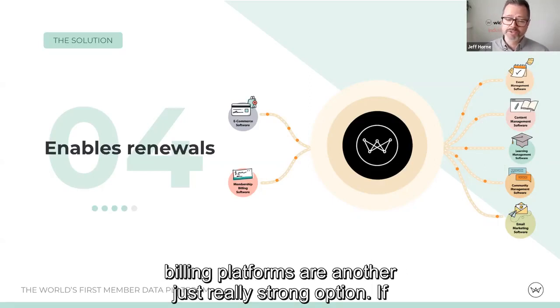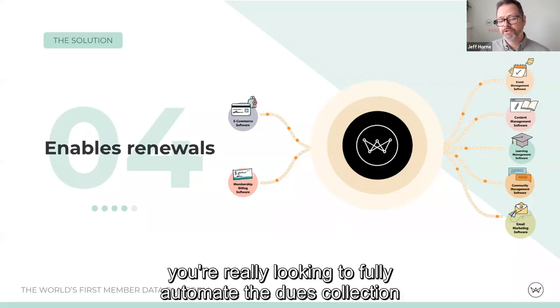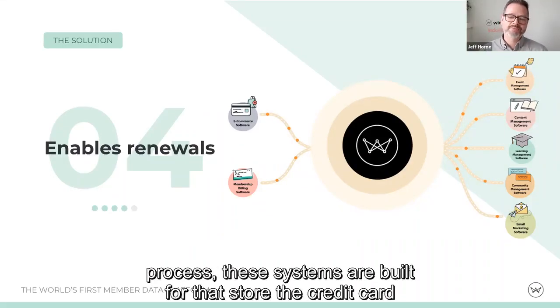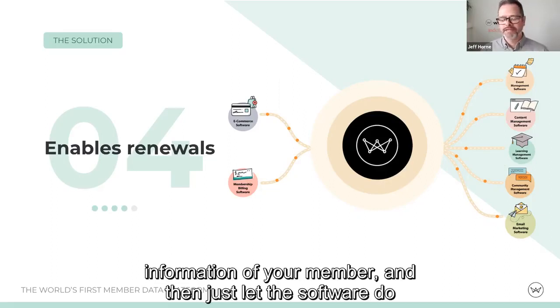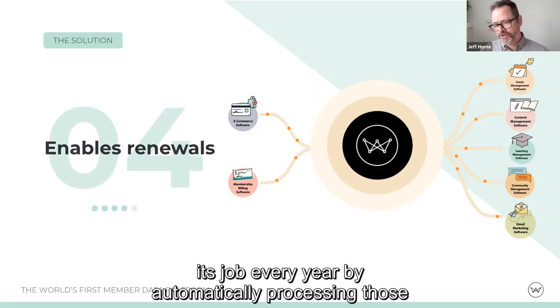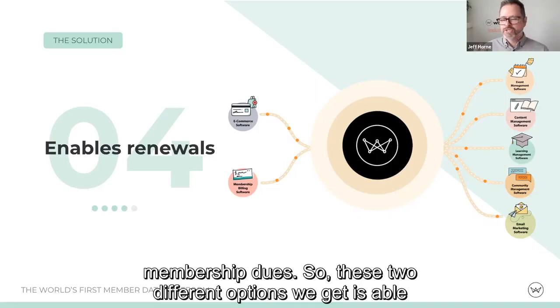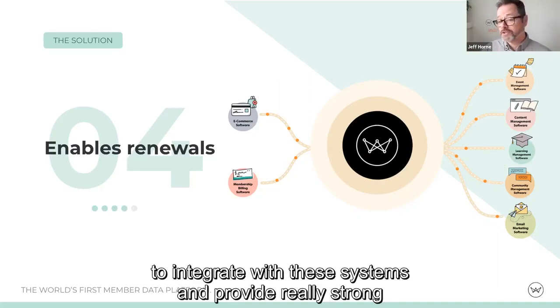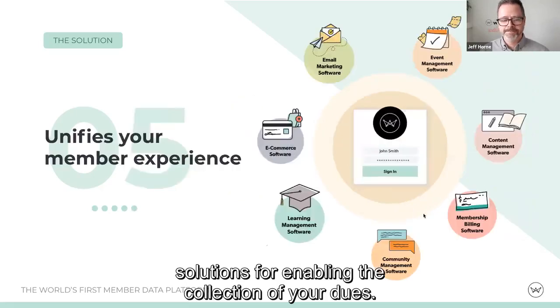Subscription billing platforms are another really strong option. If you're looking to fully automate the dues collection process, these systems are built for that. Store the credit card information of your member and then just let the software do its job every year by automatically processing those membership dues. So with these two different options, Wicket is able to integrate with these systems and provide really strong solutions for enabling the collection of your dues.